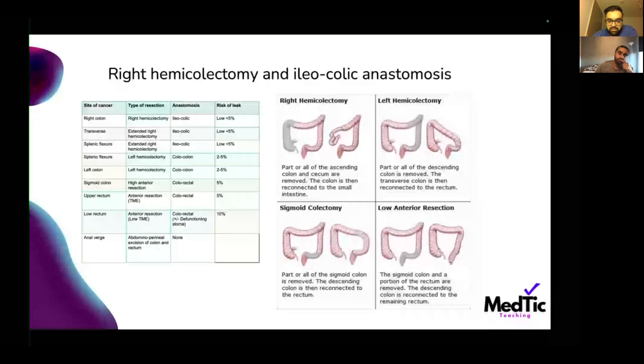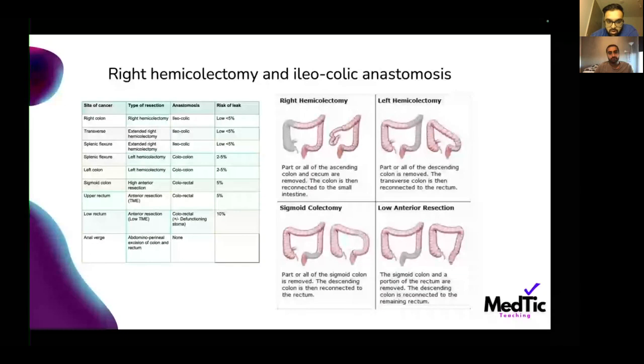If it's in the transverse colon, then you want to do an extended right hemicolectomy, and again with an ileocolic anastomosis. Now, if it's at the splenic flexure, so the top right of the colon, again, extended right hemicolectomy. Now, if it's in the distal part of the splenic flexure, then you want to move to a left hemicolectomy with a colonic anastomosis. And as you go down to the left colon, same thing again. Now, when you get to the sigmoid colon, down towards the bottom, that's when you want to do a high anterior resection.